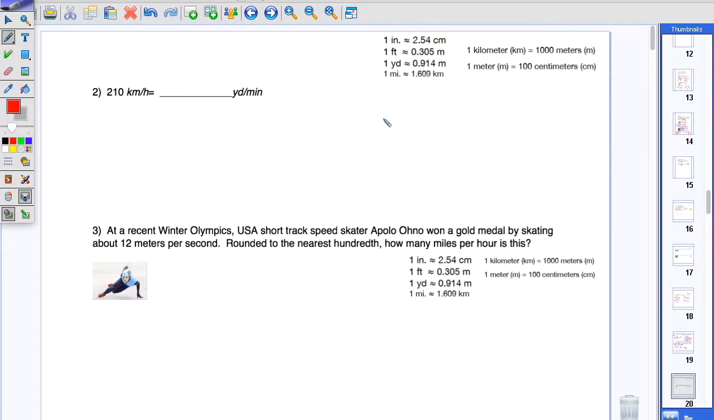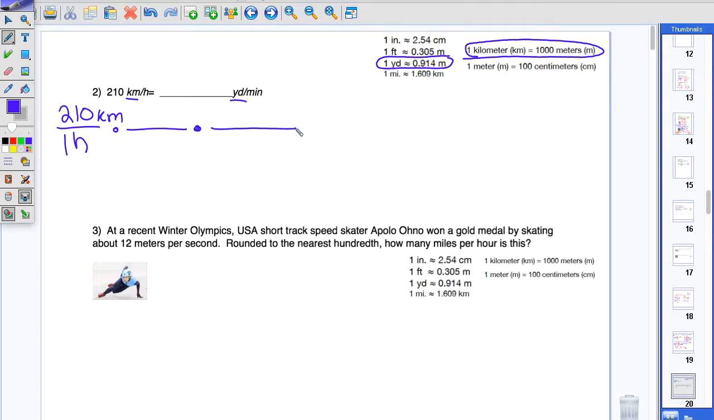over number 2, 210 kilometers per hour, and we want to know how many yards that would be per minute. Start by writing your original, putting in your units, and we want to do our conversion factors going from kilometers to yards. So we have yards in here, but it is going from yards to meters. So we need to do an extra conversion from kilometers to meters. So 2 conversion factors.